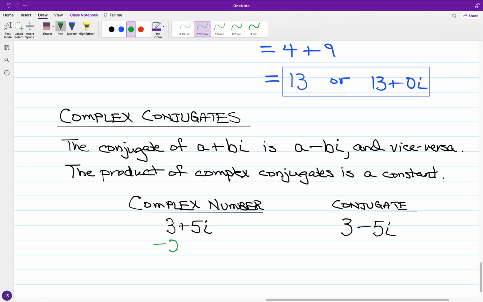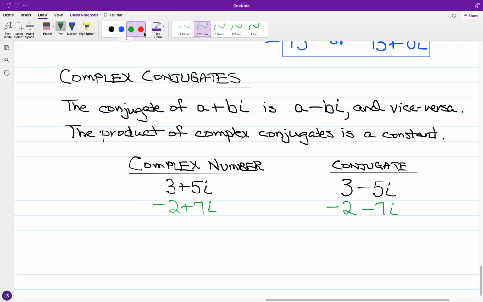Now let's say we have another number in standard form. Say we have negative 2 plus 7i. So your a is at negative 2, your bi we have at 7i. And again, whatever the coefficient is without the i term, the conjugate is going to have that same value. So you have negative 2, and it's with the variable term that you're going to take the opposite. So the conjugate of negative 2 plus 7i will be negative 2 minus 7i.